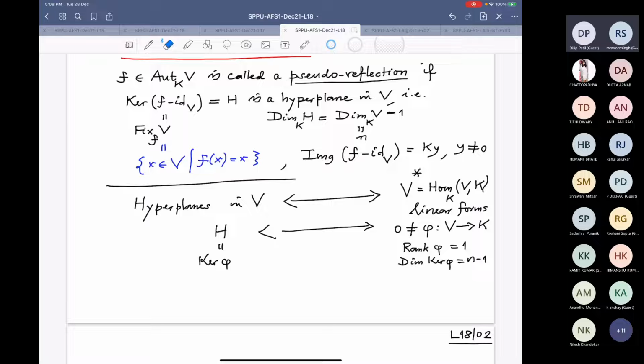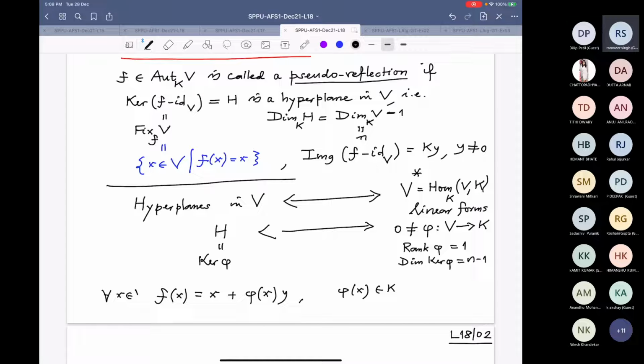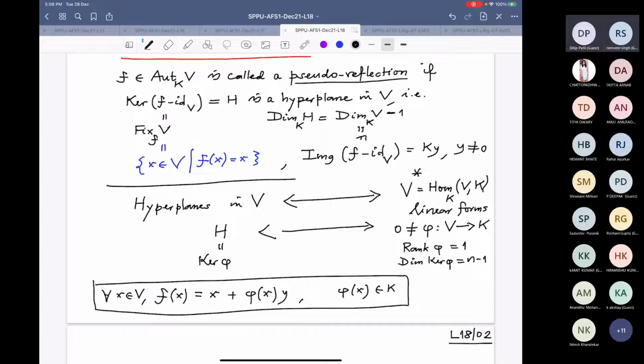So now I know that the image is generated by y and these points are fixed. Therefore, what can I write for f of x? I will write f of x equals x plus phi of x times y. Do you agree? Where this phi of x is in k. And this equation is true for every x.